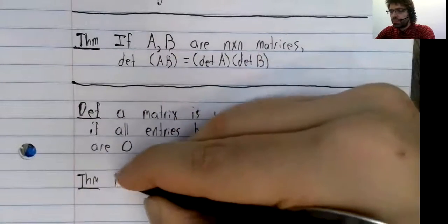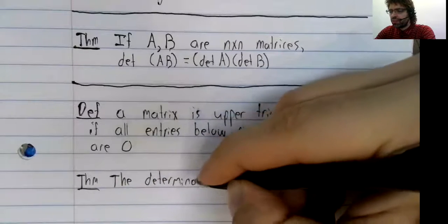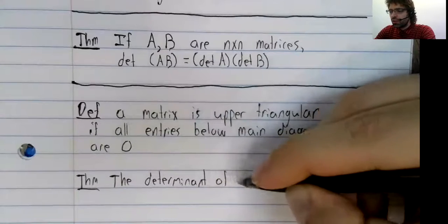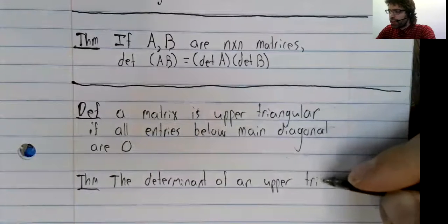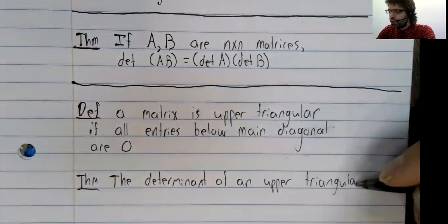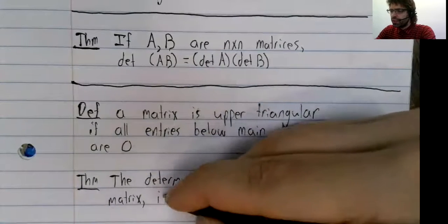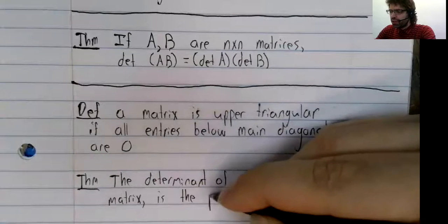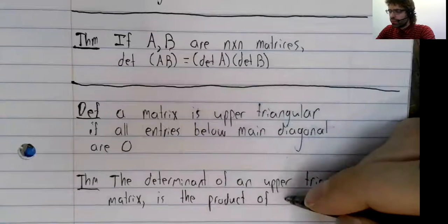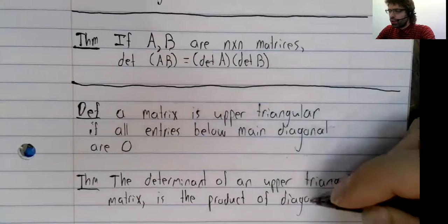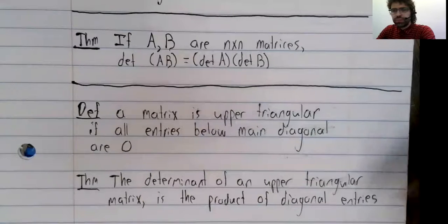Theorem. The determinant of an upper triangular matrix is the product of the diagonal entries.